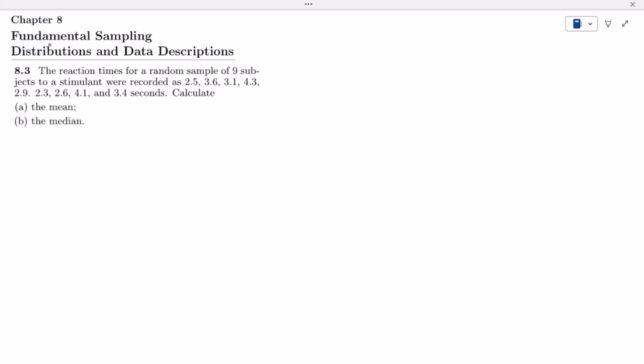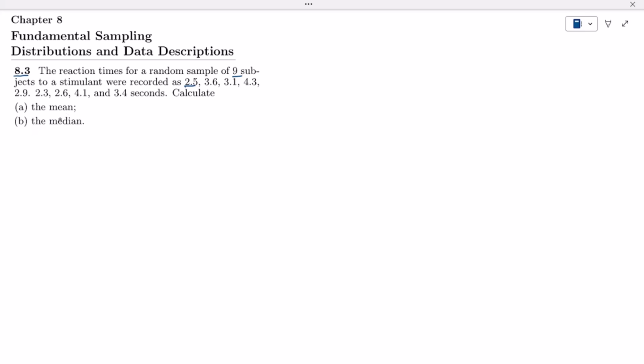Welcome back, guys. So this is question 8.3 of chapter 8, and the statement of this question is: the reaction times for a random sample of 9 subjects to a stimulant were recorded as 2.5, 3.6, 3.1, 4.3, 2.9, 2.3, 2.6, 4.1 and 3.4 seconds. Calculate (a) the mean and (b) the median.